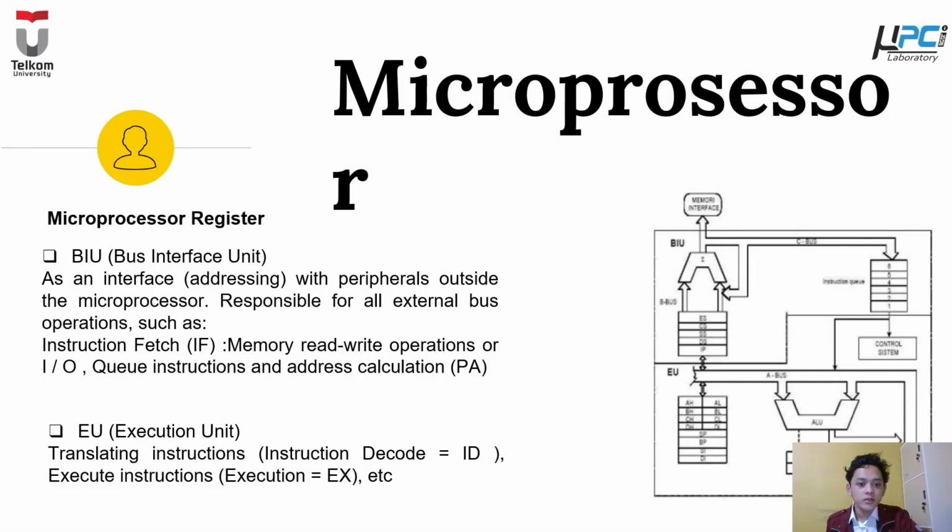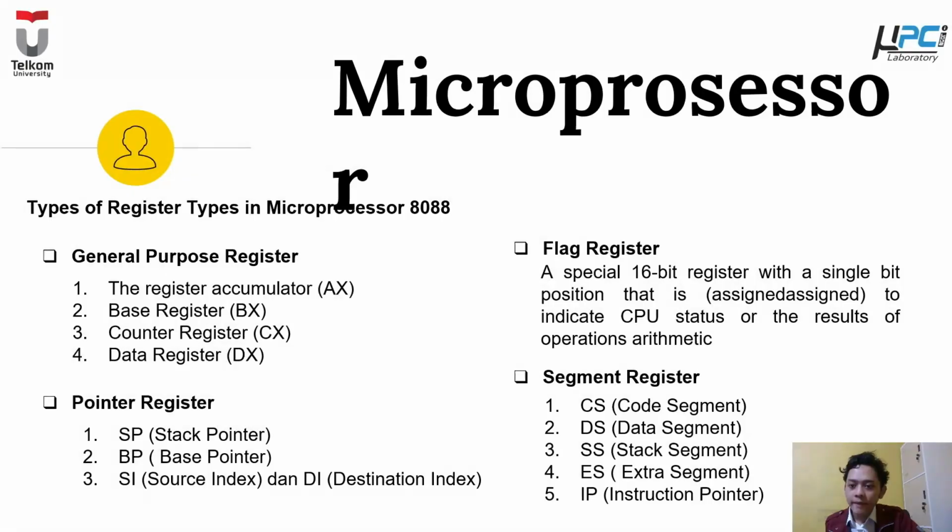So above me is the architecture of microprocessor. So there are several types of register in microprocessor 8088. We take this as an example. So the first is general purpose register: the register accumulator or AX, base register or BX, counter register or CX, and data register or DX.